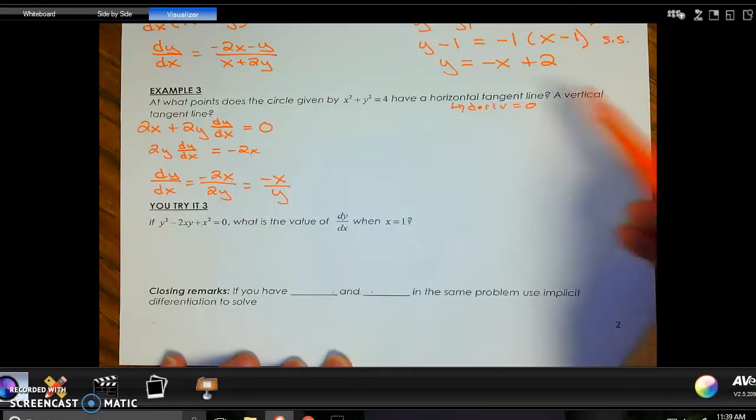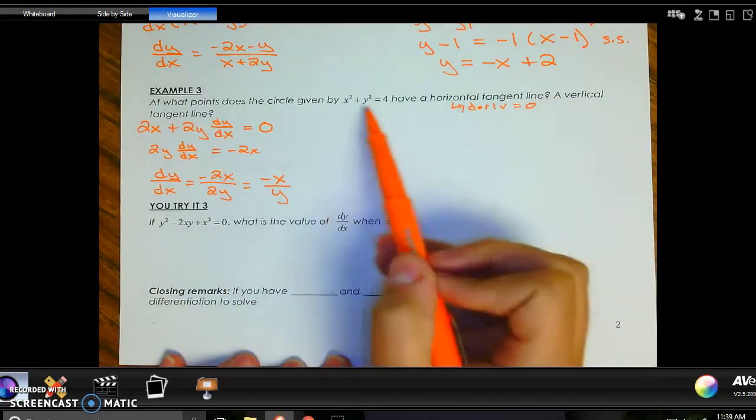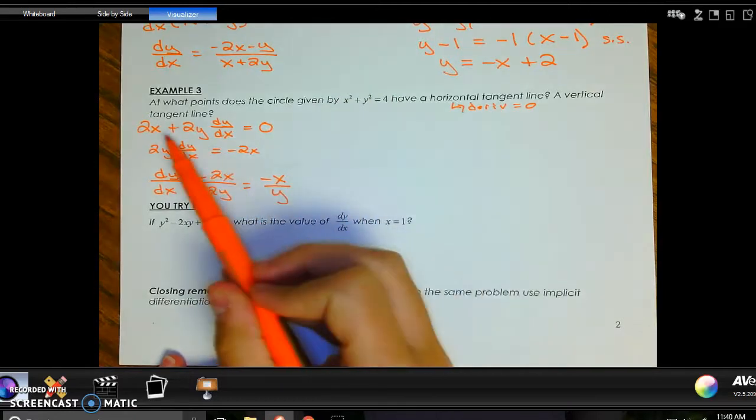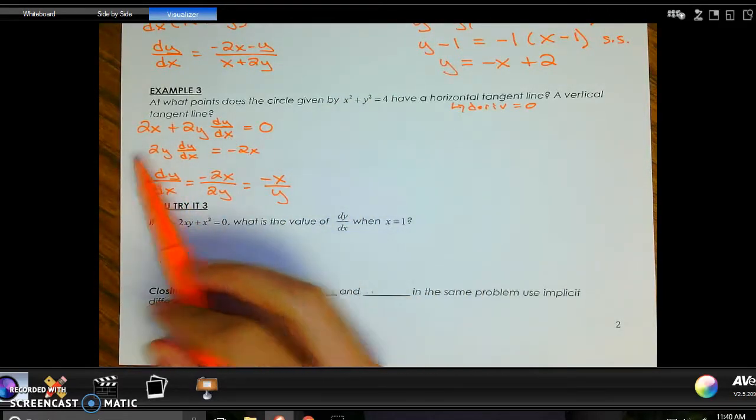So now I go to take a derivative. Okay, I took the derivative. Oh, I'm going to use implicit here. So you use implicit differentiation. Again, what does that mean?